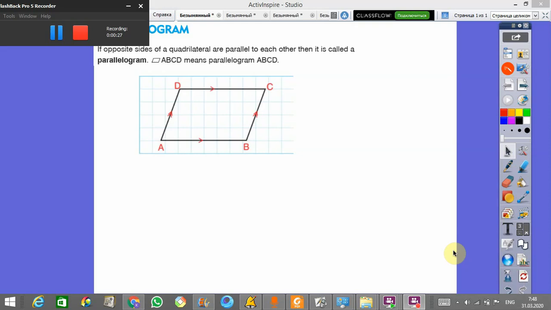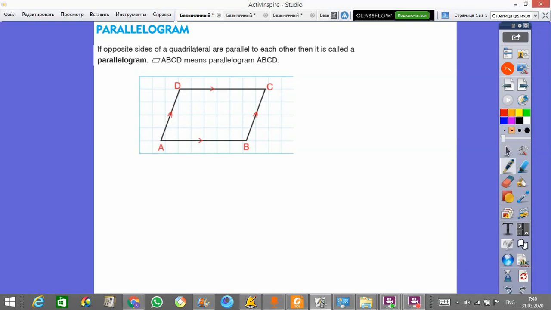A small quadrilateral ABCD means parallelogram ABCD. Look at the figure. The opposite sides are which sides? AD and BC. Opposite sides AD parallel to BC. Opposite sides AB parallel to DC. The opposite sides are parallel to each other.